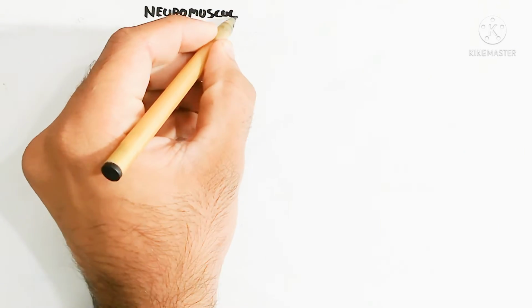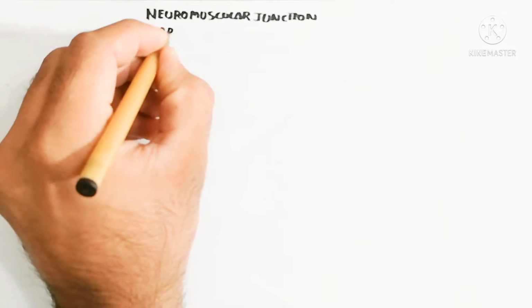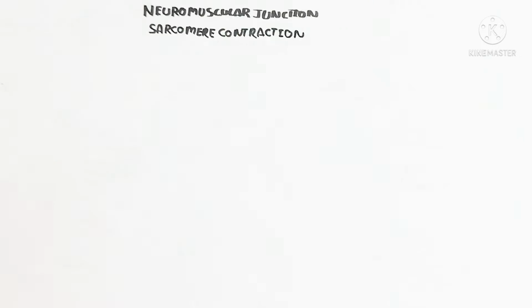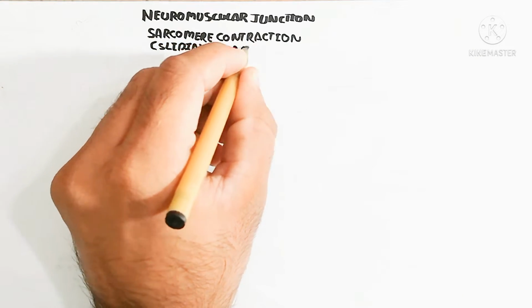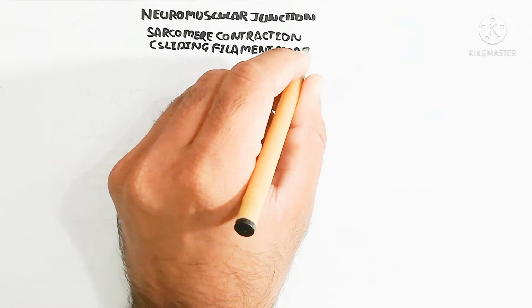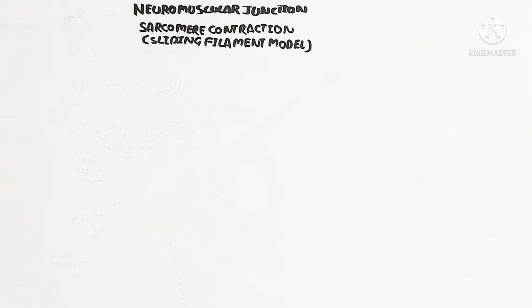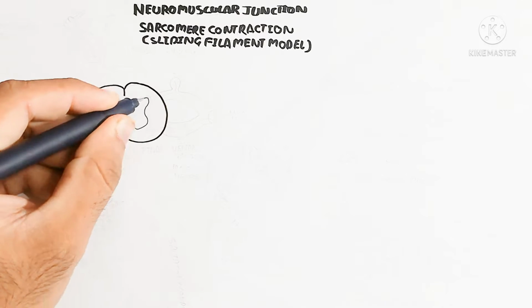Hello, in this video we will discuss the neuromuscular junction. We will also discuss sarcomere contraction, also known as the sliding filament model. First, we will recap the spinal cord to understand the neural pathway, the nervous system pathway, which will also help us understand the neuromuscular junction.